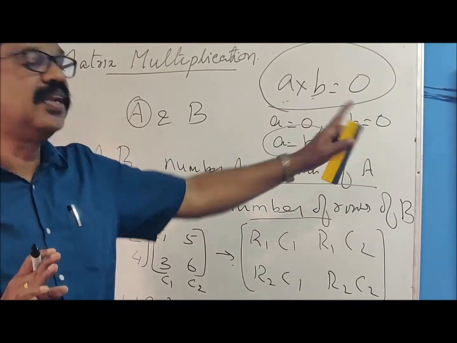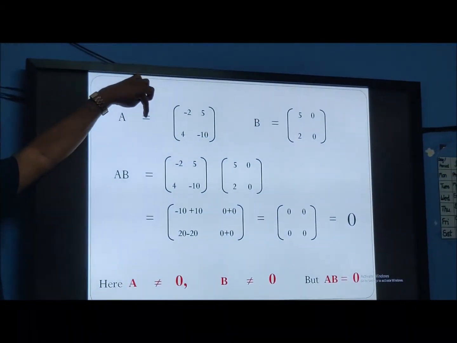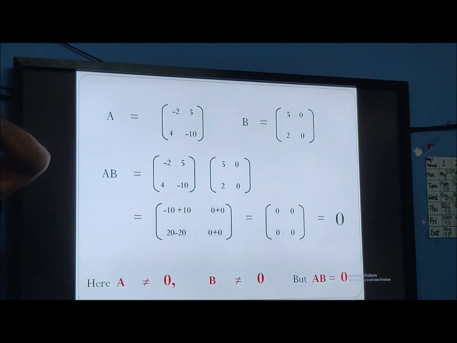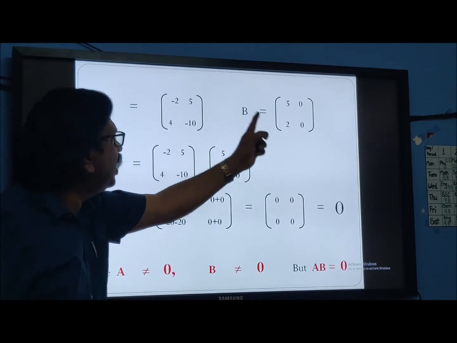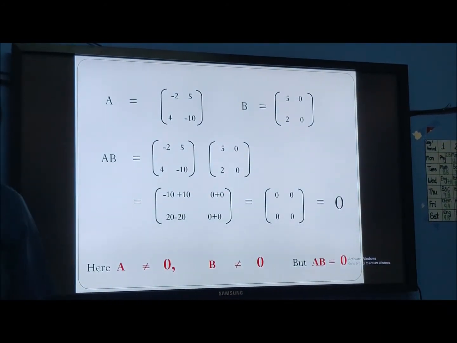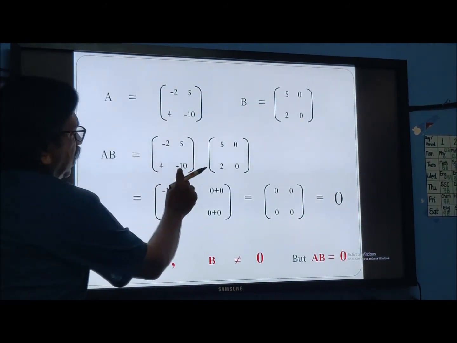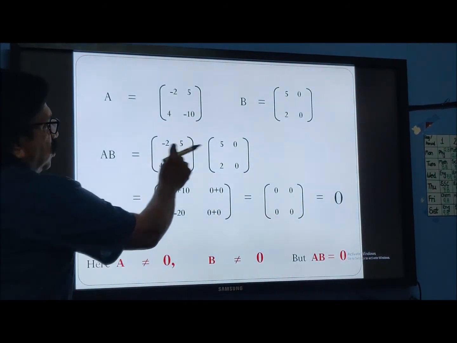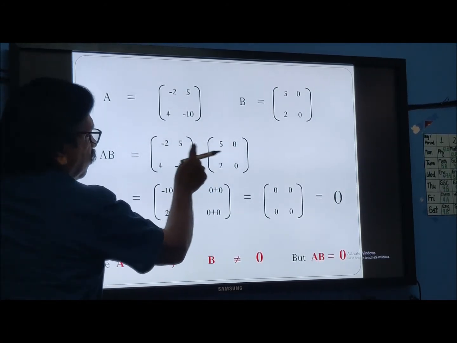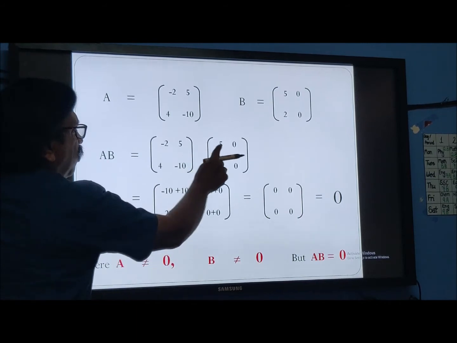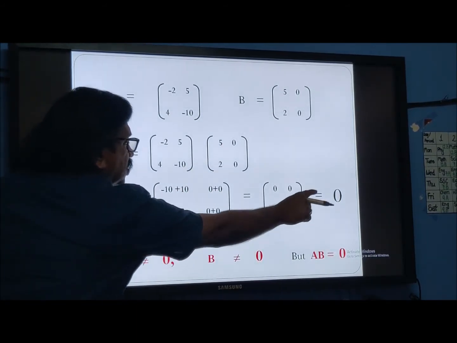But you see, the interesting thing in matrices is that we are taking two non-zero matrices. Zero matrix means all the elements are 0, but here all the elements are not 0. Therefore, these A and B are two non-zero matrices. You see the product, what is it? AB equals matrix A into B. First row: minus 2 into 5 plus 5 into 2, minus 10 plus 10, minus 2 into 0, 5 into 0, 0, so plus 0, 4 into 5, 20, minus 10 into this, 20 minus 20. The answer is the 0 matrix.